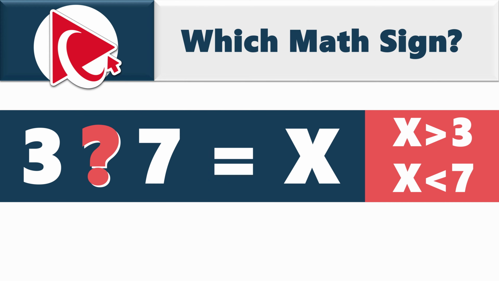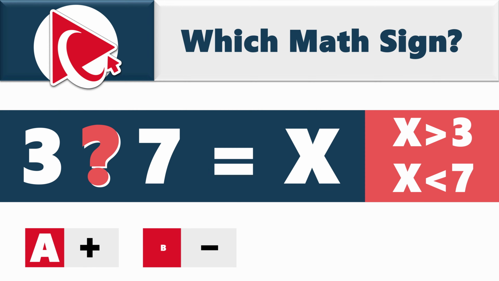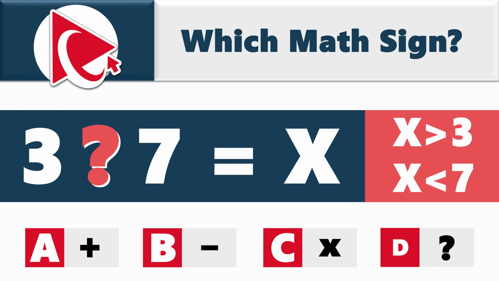You're presented with multiple choices. Choice A, plus sign. Choice B, minus sign. Choice C, multiplication sign. Or choice D, something else.